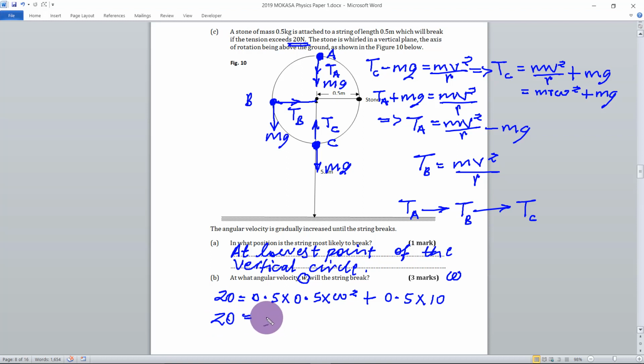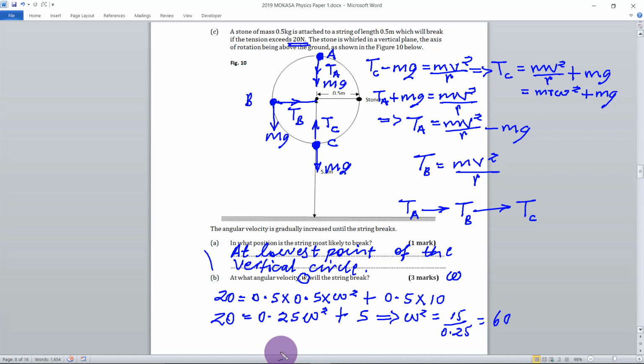It's going to be equal to, this will give me 0.25 omega squared plus 5. This implies that the value of omega squared is going to be equal to, if I take this 5 to the other side, I'm going to get 15. And of course, I must divide by 0.25. 15 divided by 0.25 gives me 60.